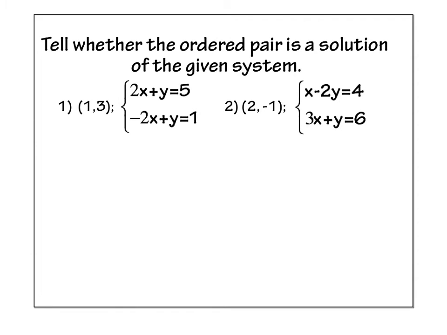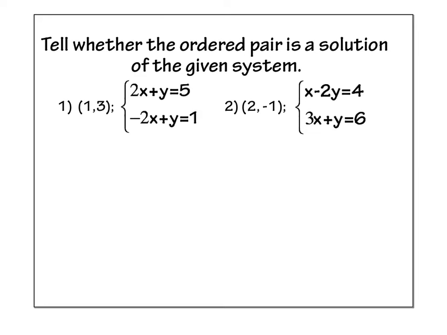Alright, so let's jump into it. Number 1, I'm given an ordered pair, 1, 3. And I'm also given 2 lines. The line on the top and the line on the bottom. And basically what we're trying to figure out is whether 1, 3 is where these 2 lines intersect.